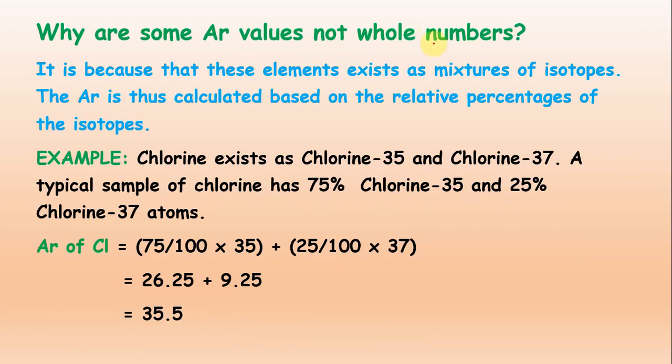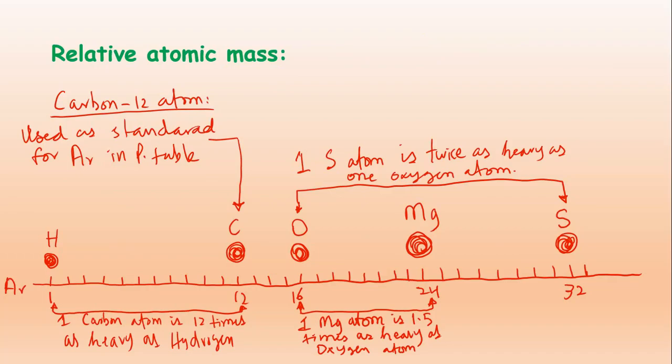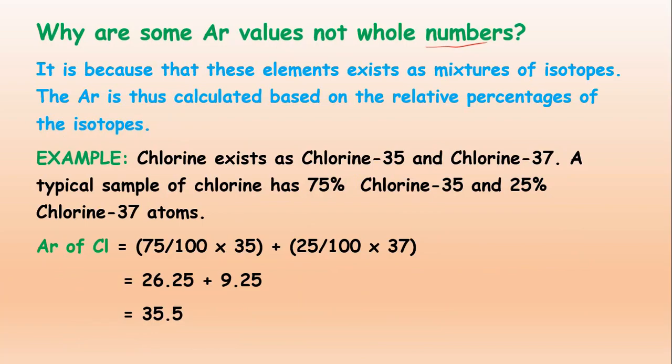Now another very important topic: why are some relative atomic mass values not whole numbers? Like this is the example of chlorine. What is the relative atomic mass of chlorine?